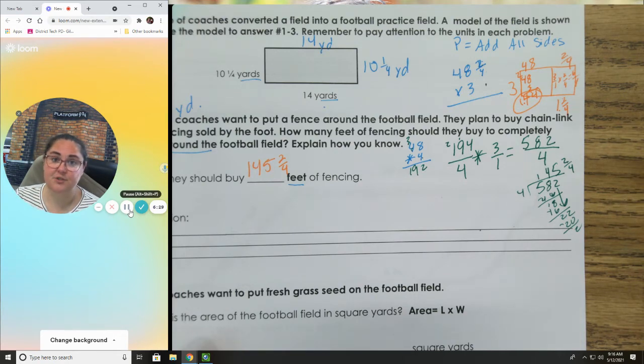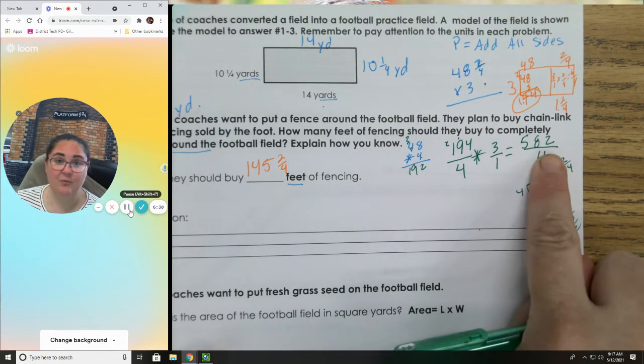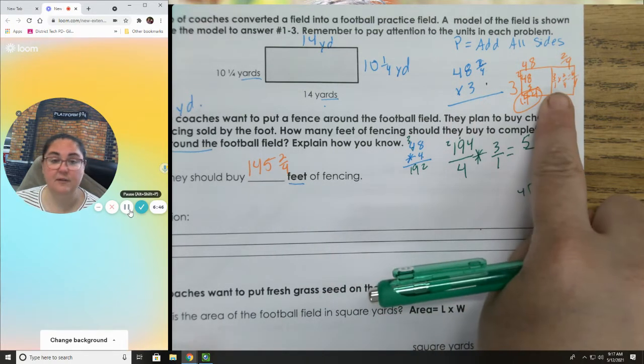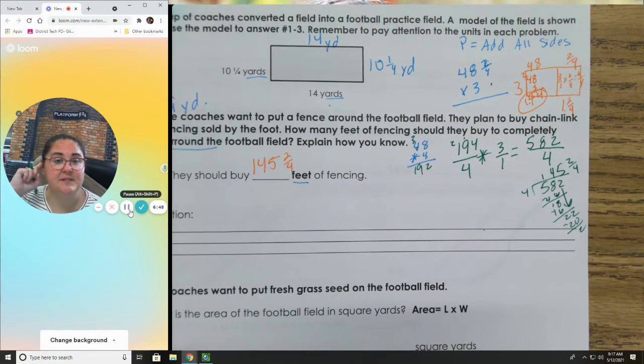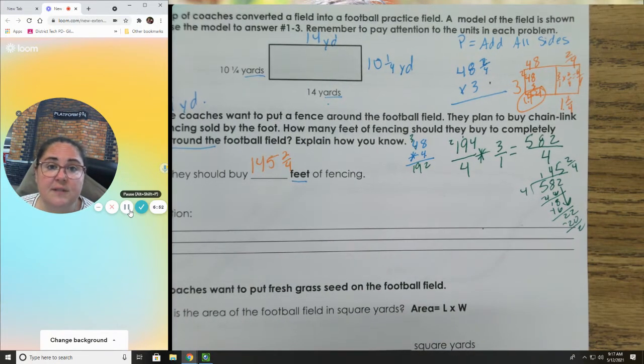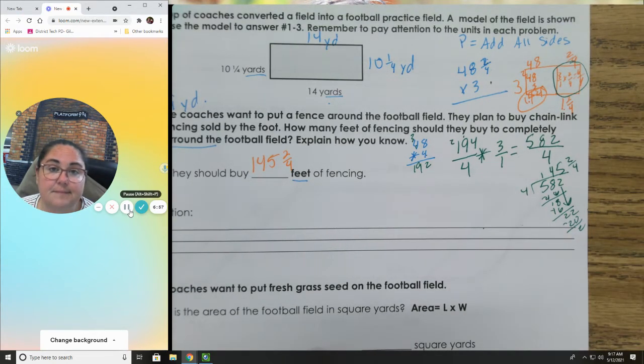Same answer, 2 different methods. Find the way that works for you. So if you did this method and you got the wrong answer, look at my steps and see where you made your mistake. If you did this way, look at my steps and see where you made your mistake. If you said it was 144 and 2/4, that means that you didn't do this step. All right?